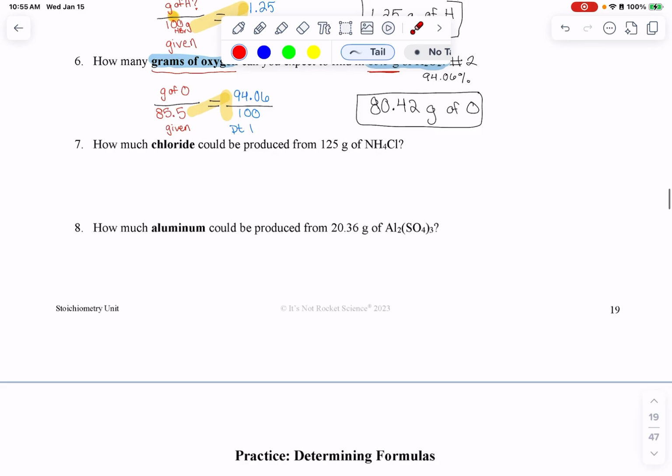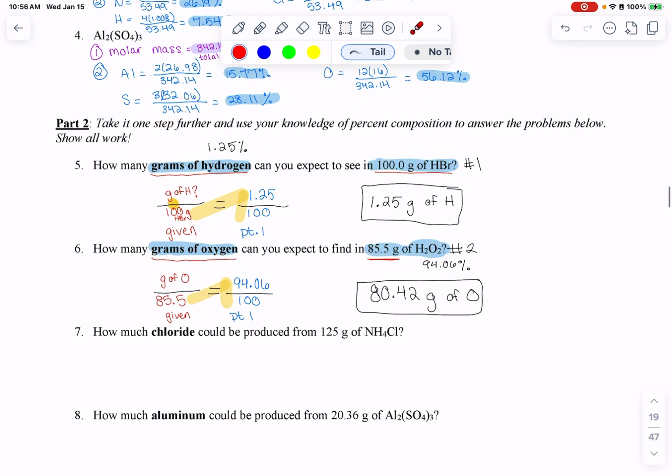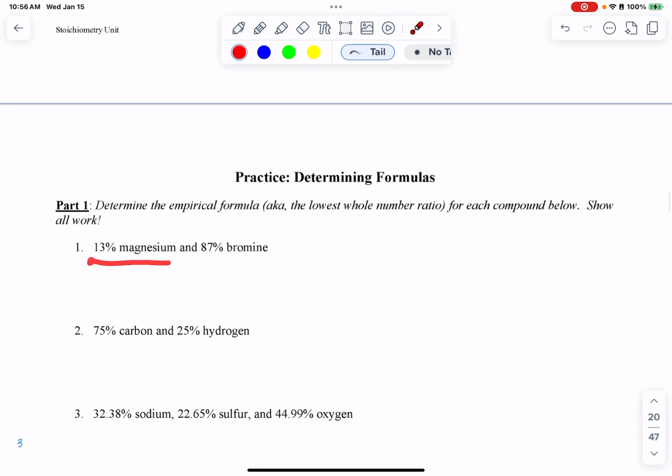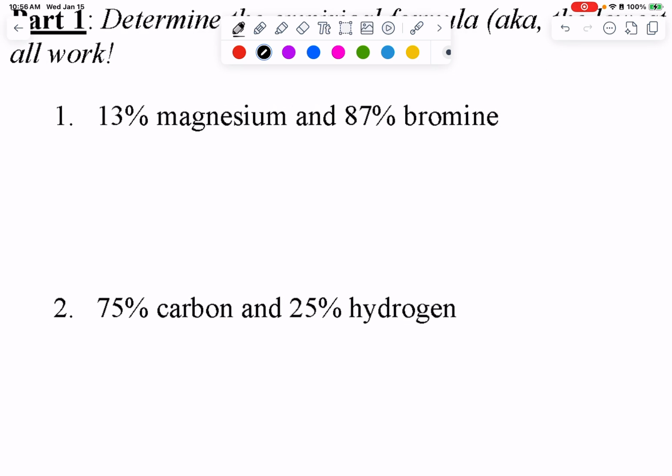So if I were to scroll back up to part 1, on part 1, we were given a formula and we had to figure out what percentage each element made up this formula. Now we're going to be doing it backwards. We're going to be given a percentage and we have to determine the formula from this percentage. So it sounds complicated, but really we're just working backwards of what we did on part 1. So let's start with number 1.